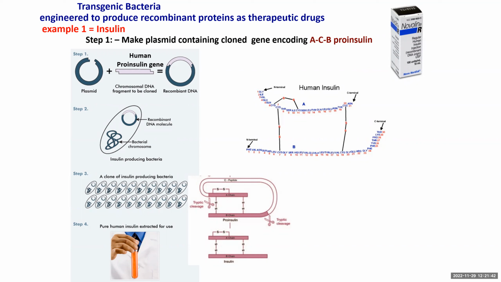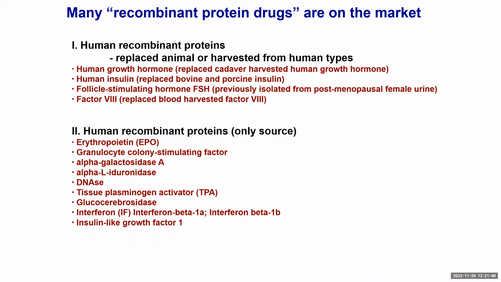In fact, a lot of things that we use today for medicine are produced this way. Here are just a few examples. Some of them have replaced previous animal or harvested samples from humans, such as human growth hormone, which we used to get from harvested cadavers, human insulin, which we used to get from cows and pigs and blood transfusions, follicle stimulating hormone, which we used to get from postmenopausal women's pee, and factor 8, which we used to get from harvested donor blood. All of these are much easier to produce and harvest cleanly from bacteria.